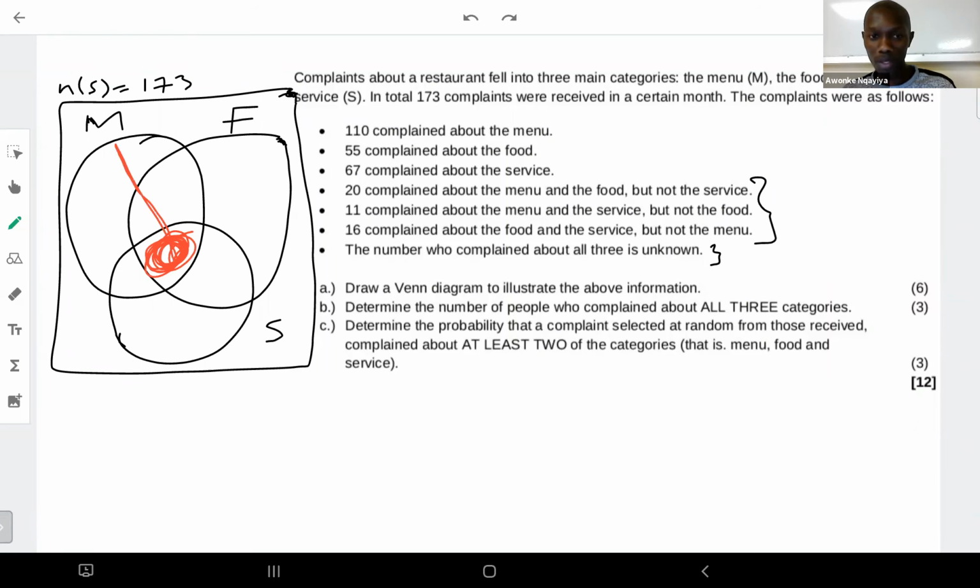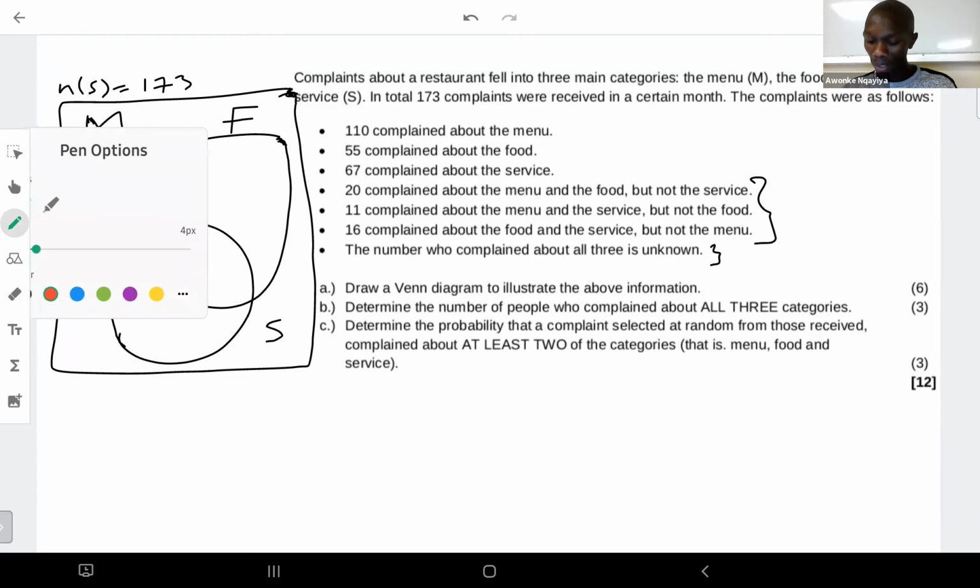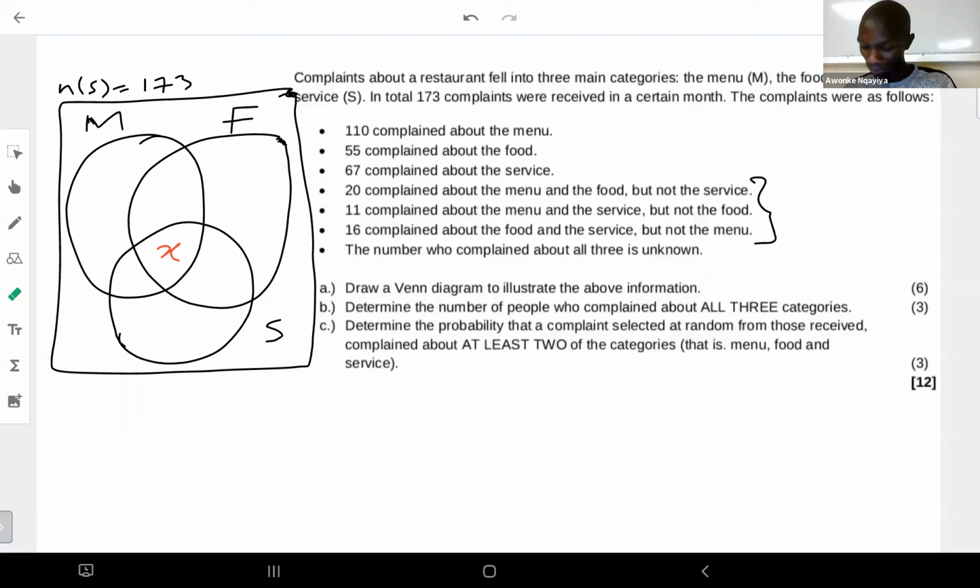So the middle over there is about the number of complaints that were about the menu, and the number of complaints that were about food, and the number of complaints that were about service. And remember, we were told that the number of those complaints are unknown at the moment. So that will be X. So we are done with the last instruction. Remember, we start with the center. So we are done with the number of complaints that were about all the three things: menu, food, and service.